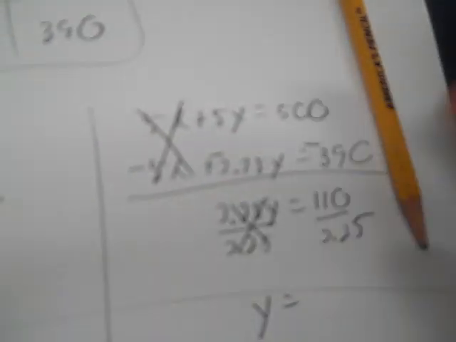110 divided by 2.25 is, wait a second, did I do something wrong there? No, I don't think so. So 110 divided by 2.25. Just put 49. Okay, so 49. That's your cinnamon. And then you can either take 100 minus 49 to get 51, or you can plug that in for y. You're going to get 51 either way. So there we go.